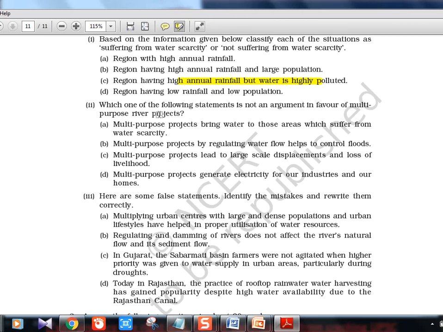Here, which is not in favor of multi-purpose river projects? You have to tell the disadvantage. So: regulating floods, lead to large-scale displacement and loss of livelihood. This is a disadvantage. The last choice is electricity, which will again be true. Then you can pause and see, they have purposely given all these false statements, and you have to correct them and write. All four are false, so they will be adding a 'not' somewhere; 'does not affect' means it will be affecting. Just read those statements. I am not reading them, very silly questions.